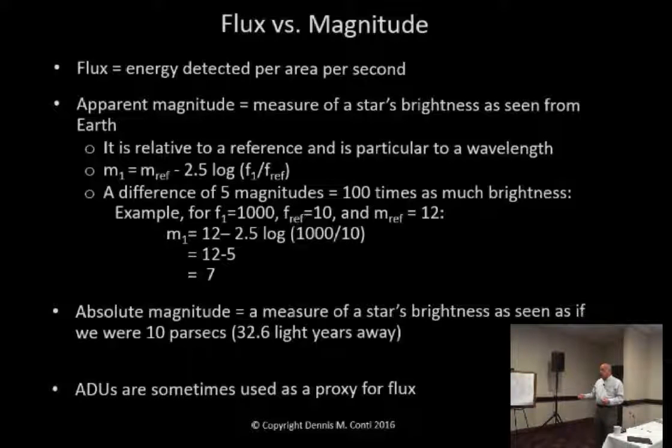And as I said earlier, ADUs are a proxy for flux. Flux was the amount of energy per area per second. ADUs are a proxy for the count of photons per area, that's to say per pixel. And the exposure time in this case is what we divide by, and you get the per second.